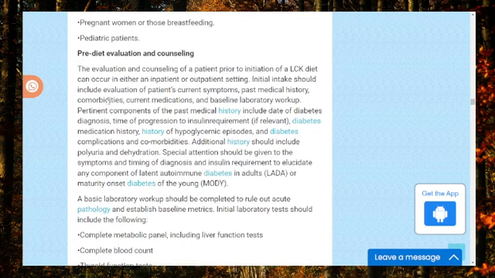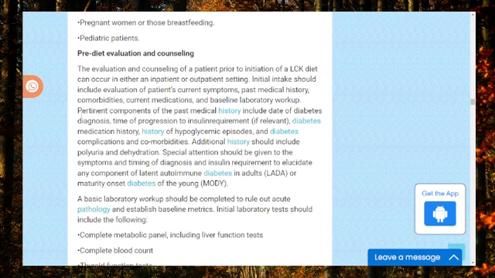Next section, pre-diet evaluation and counseling. The evaluation and counseling of a patient prior to initiation of a LCK diet can occur in either an inpatient or outpatient setting. Initial intake should include evaluation of the patient's current symptoms, past medical history, comorbidities, current medications, and baseline laboratory workup.